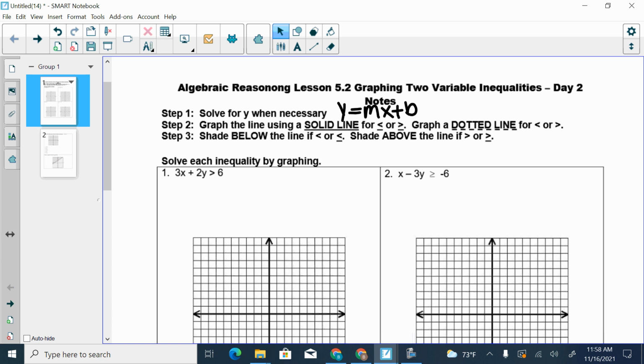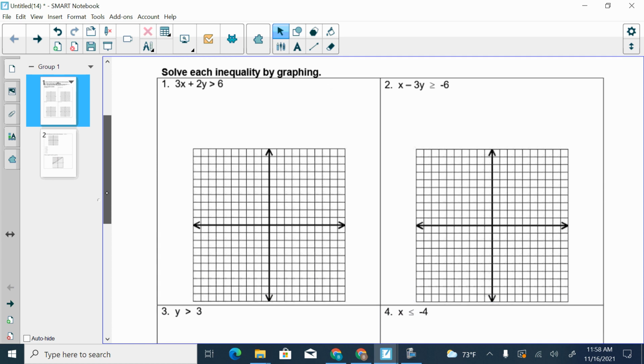And then lastly, to decide if you're going to shade above or below your line, you look at your inequalities here. If it's a less than or equal to, shade below. But if it's greater than or equal to, we're going to shade above. Okay, so make sure you look at your inequalities before you get started.